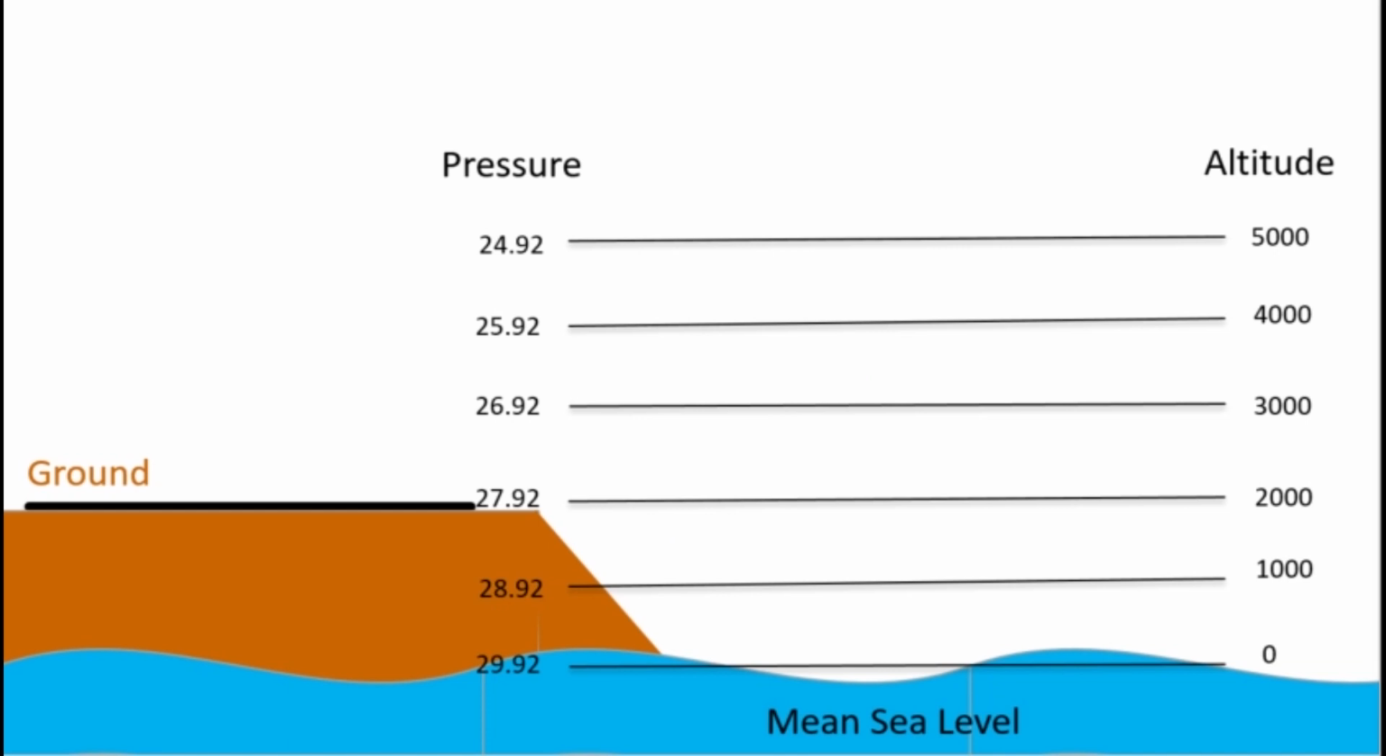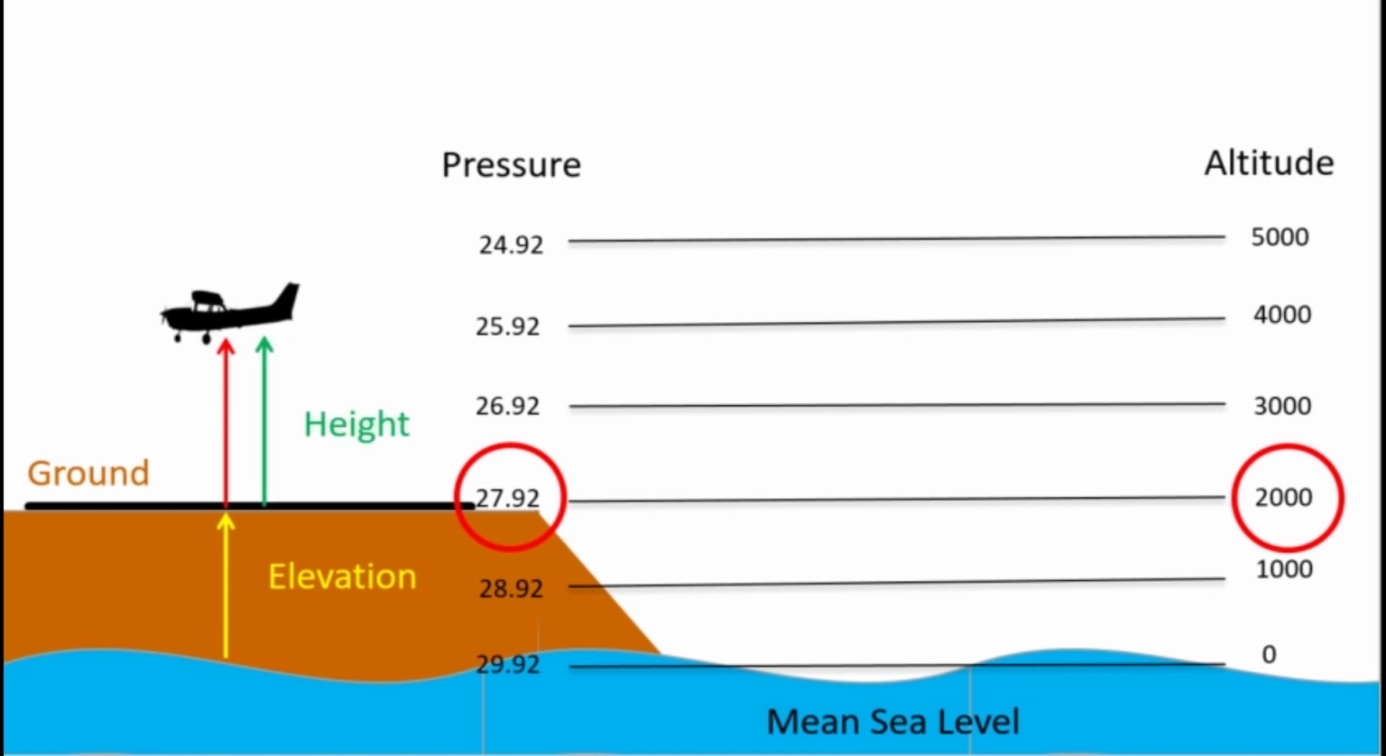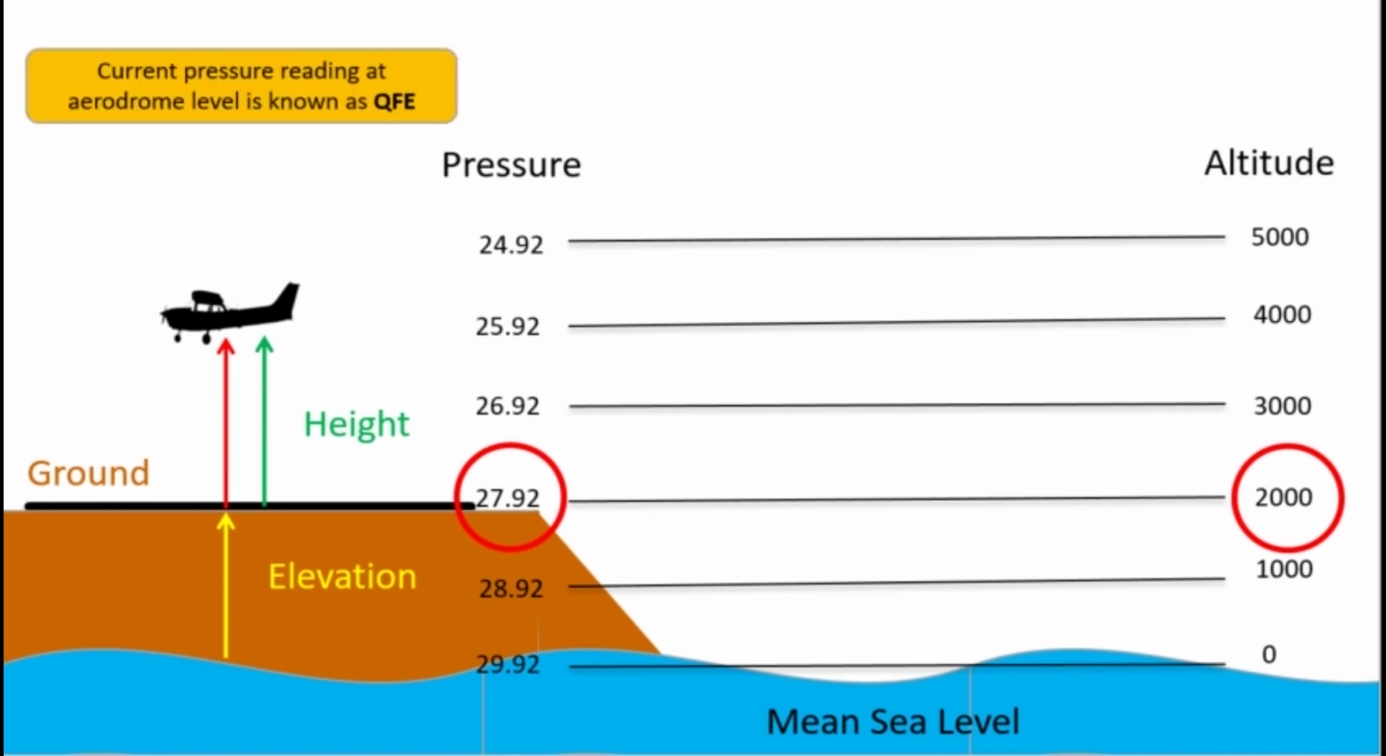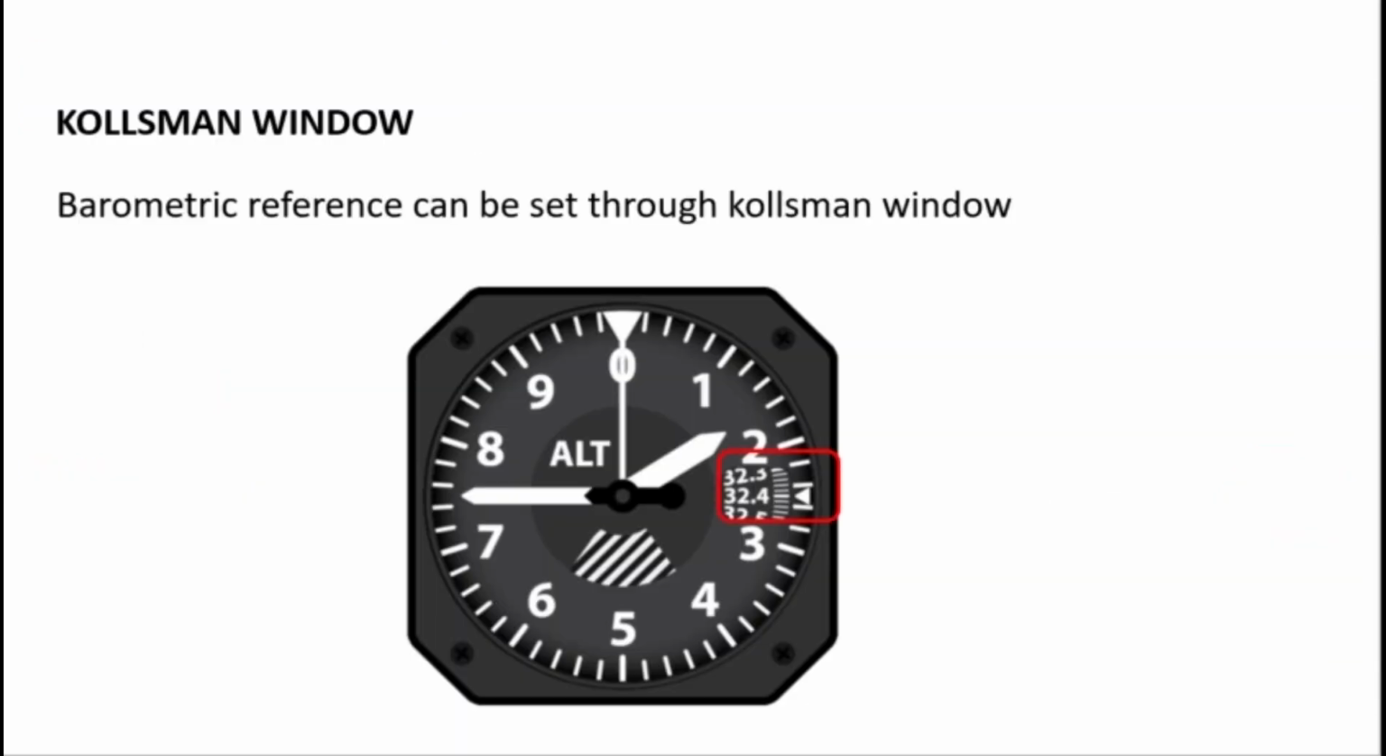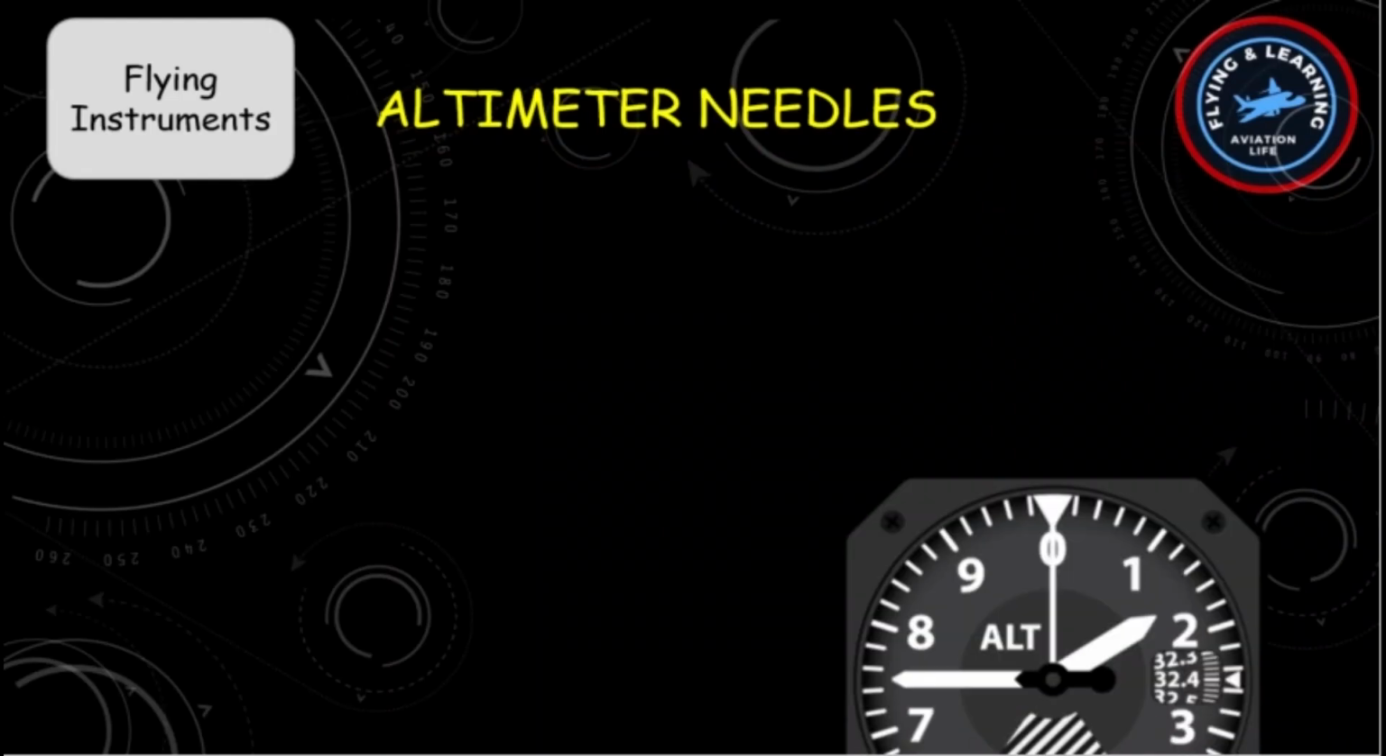Let's say an airport is located at 2000 feet above mean sea level. So its elevation is 2000 feet with a pressure setting of 27.92 inches of mercury. In order to indicate height above the ground level, the altimeter must be adjusted to the barometric reference of 27.92. The current pressure reading at aerodrome level is known as QFE. The barometric reference to be used in the altimeter can be set through the Kollsman window.